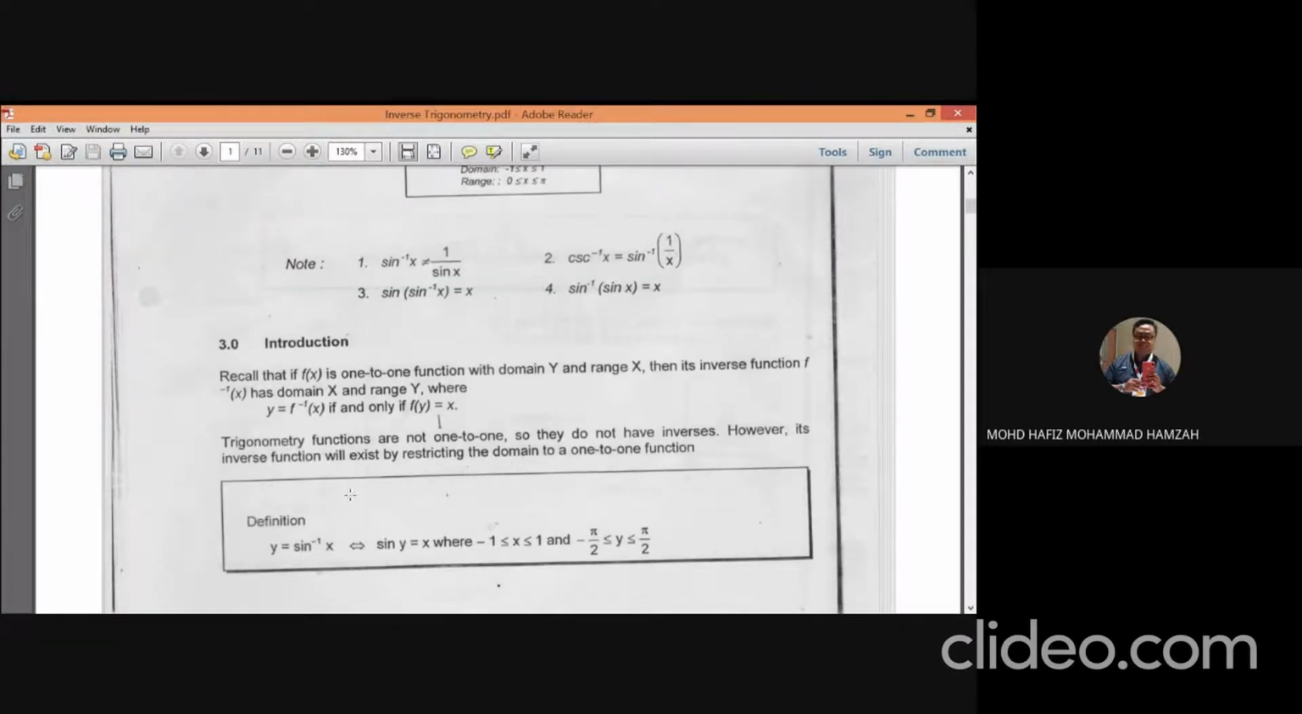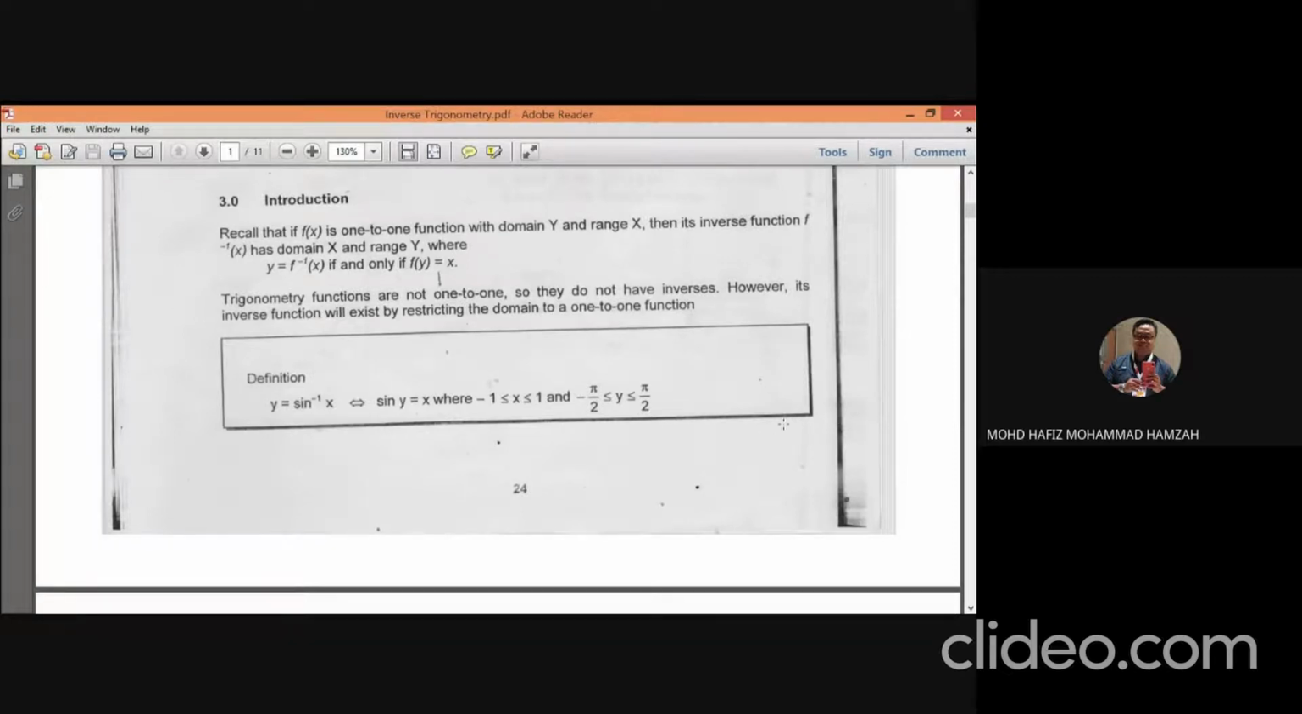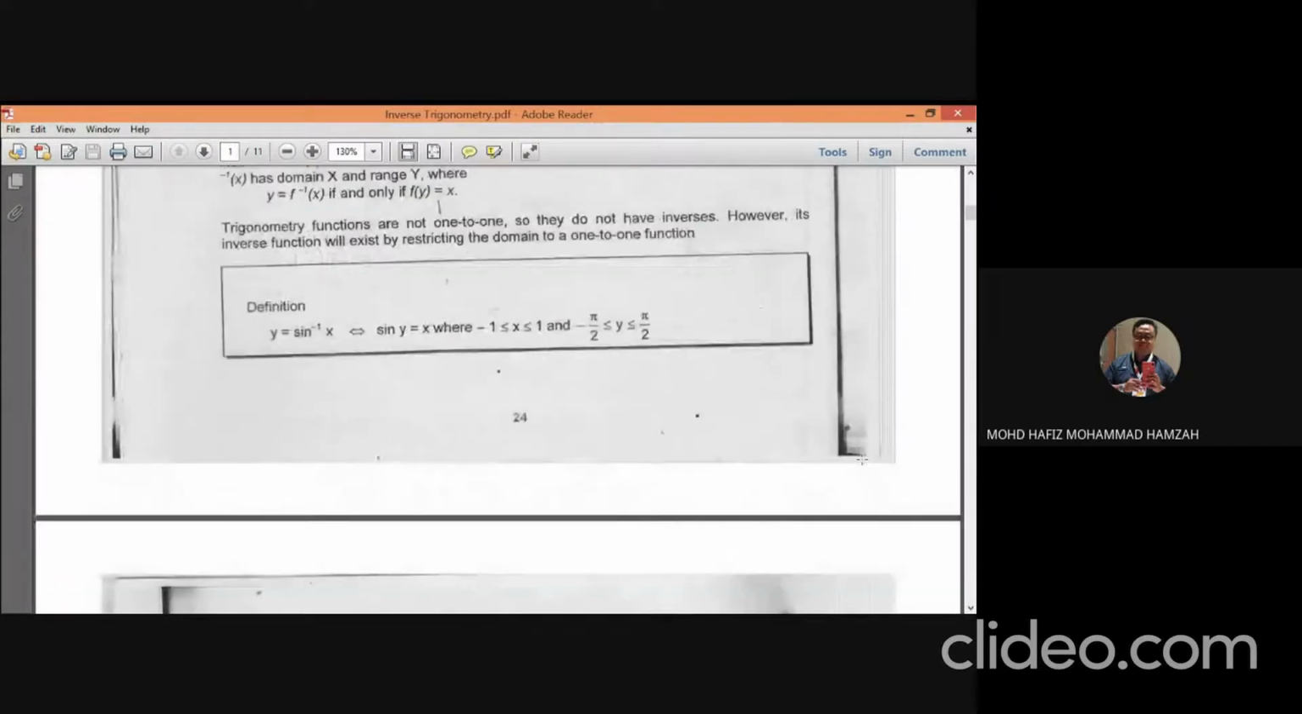Okay, so these are the wording that you have to know. The trigonometric function are not one-to-one. They don't have inverse. However, the inverse function will exist with the restriction of the domain. So domain dia, kalau kita letak nilai yang sama, baru dia jadi one-to-one. Inverse function hanya wujud untuk one-to-one function. Okay, so these are example.